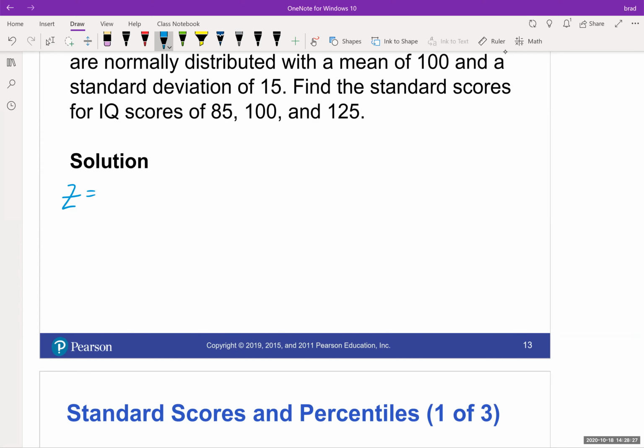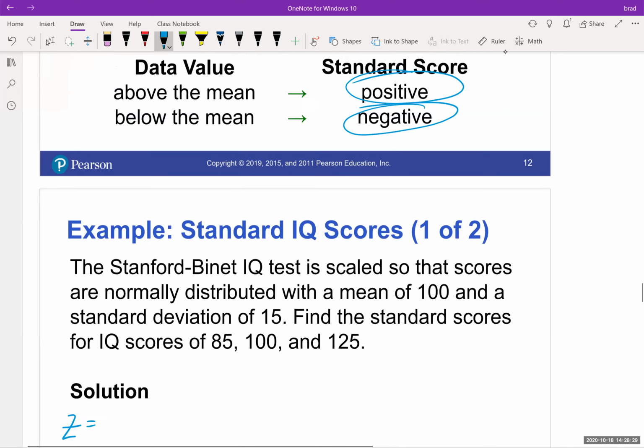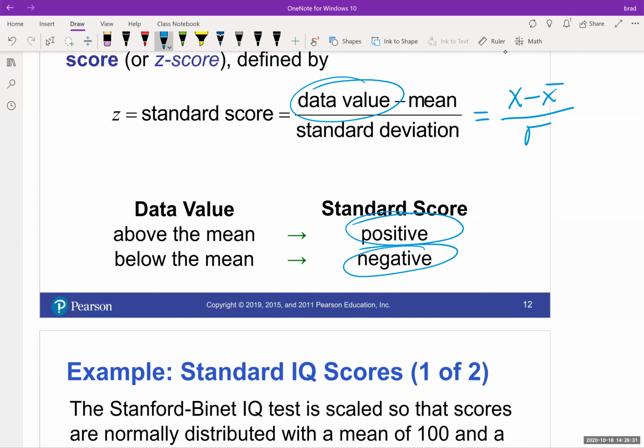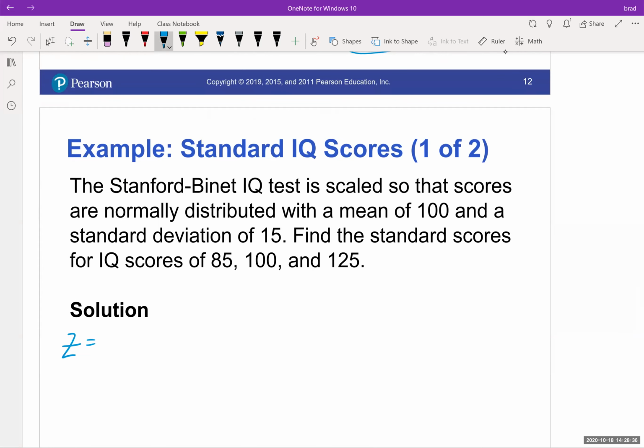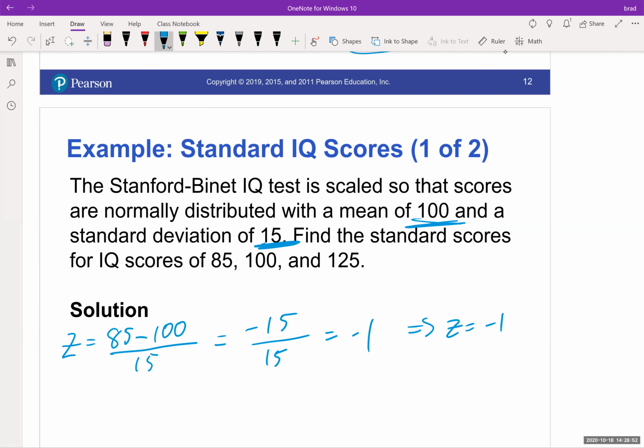So z equals, according to my formula, we take the data value minus the mean. The data value is 85, minus the mean, which they told us was 100, and then we divide by the standard deviation, which they said was 15. So I get negative 15 over 15, which is equal to negative 1. So you have a z-score of negative 1.